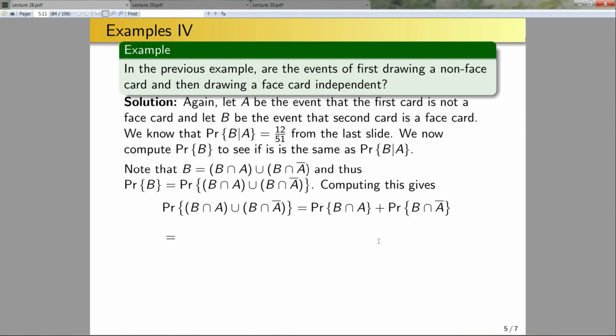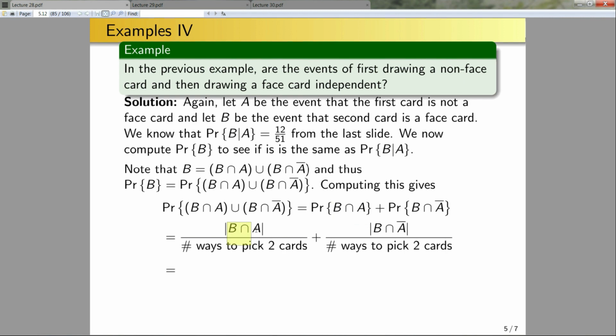So namely, the probability that A intersect B occurs will simply be the cardinality of A intersect B divided by the ways to pick 2 cards, and the probability that A intersect B complement occurs will simply be the cardinality of B intersect A complement, all divided by the number of ways to pick 2 cards, and again I add these because I have a sum there. So now I can compute these terms pretty straightforward at this point.